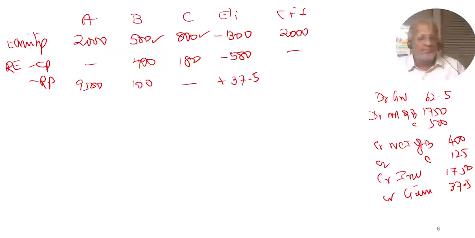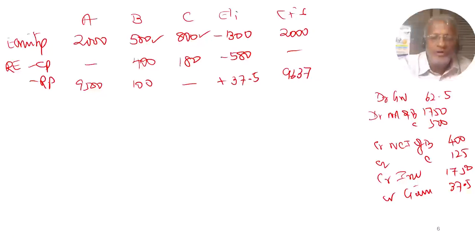This 37.5 is what we will be putting out, and this is going to be a plus figure. So minus figure, like that you have a negative, that is a plus figure, and the total number that we are going to take up will be 9637.5. Am I right? See, after passing this journal entry, you understand why it is plus.